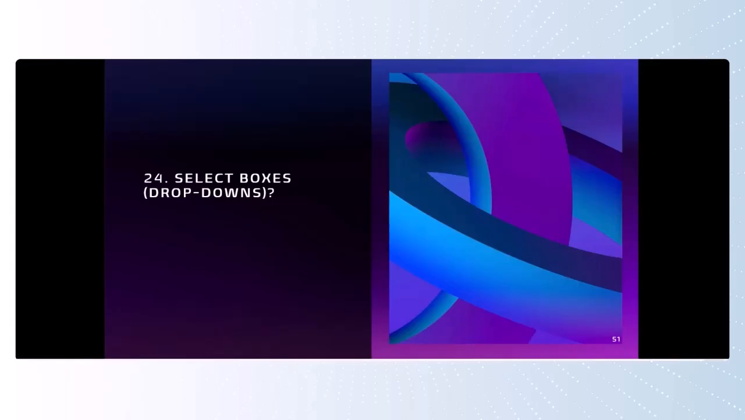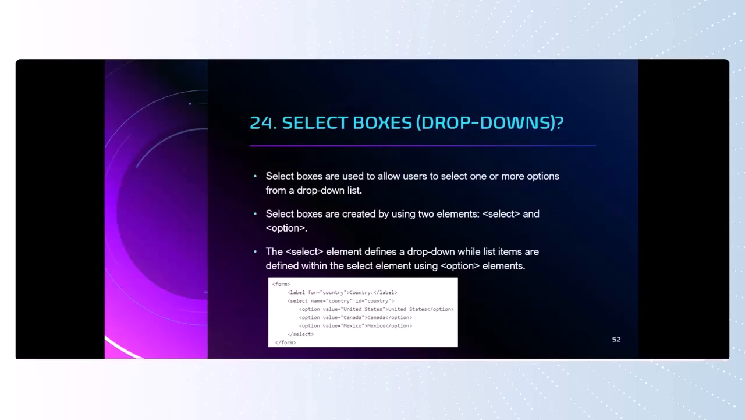What are select boxes? These are the drop downs. Select boxes are used to allow users to select one or more options from a drop down list. The select boxes are created by using two elements, select and option, and the select element defines a drop down, while the list items are defined within the select element using option elements.